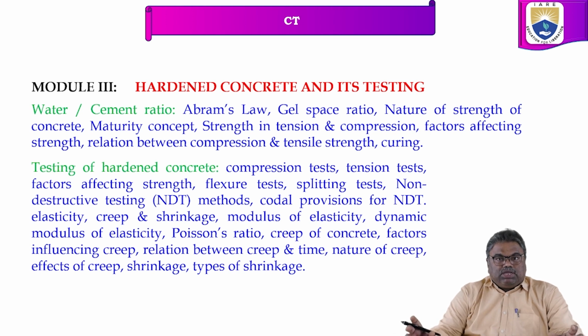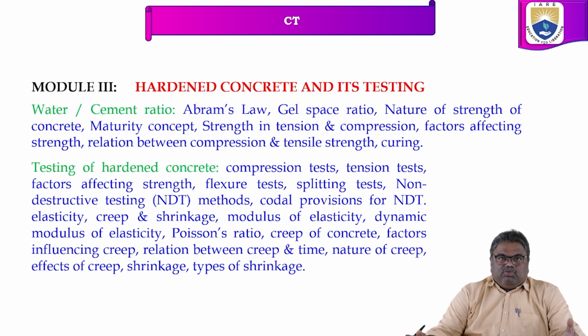So first of all, whether concrete has reached the definite strength or not, those things we will discuss in module 3: hardened concrete and its testing. First of all, the water cement ratio. We'll see about Abraham's law, gel space ratio, and the nature of strength of the concrete, maturity concept, strength in tension, strength in compression, factors affecting the strength, the relation between the compressive strength and tensile strength, and the curing. Especially this entire thing depends on the water cement ratio. We'll discuss all these things in module 3.